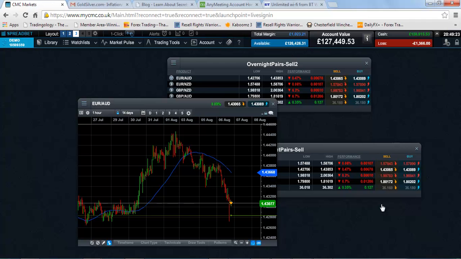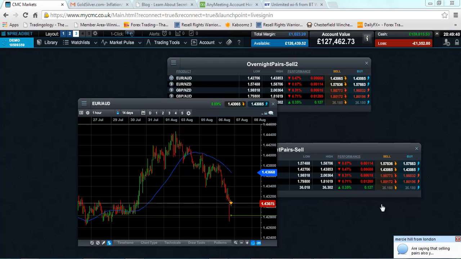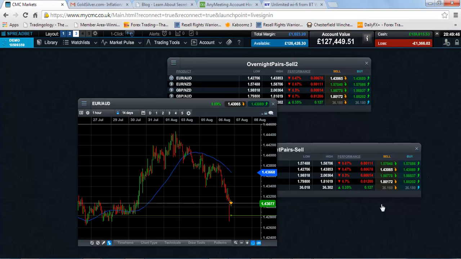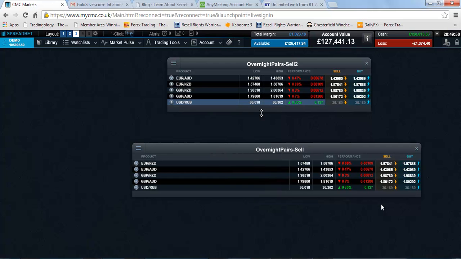So 13, or is it 12? 12 currency pairs to choose from. Please make sure you do not confuse the two. If you are supposed to sell and then you go into the sell once and you buy, you'll be paying them a commission. We don't want that. So well done. Any questions?